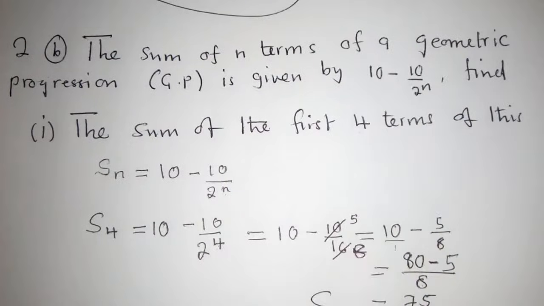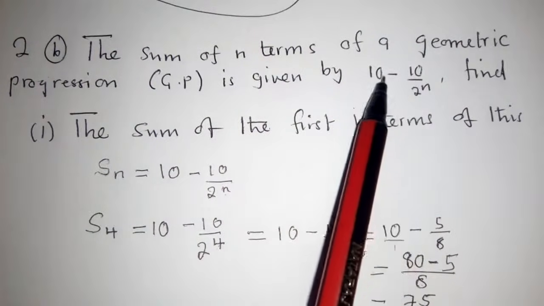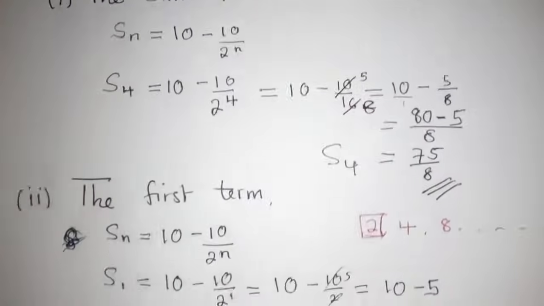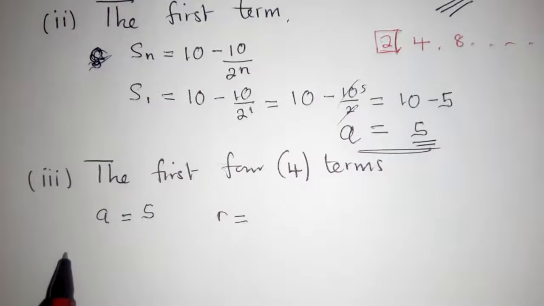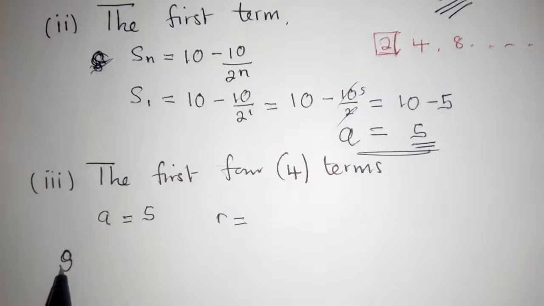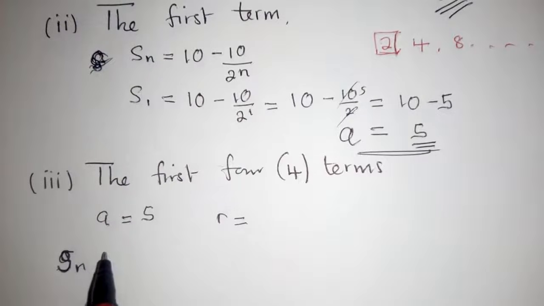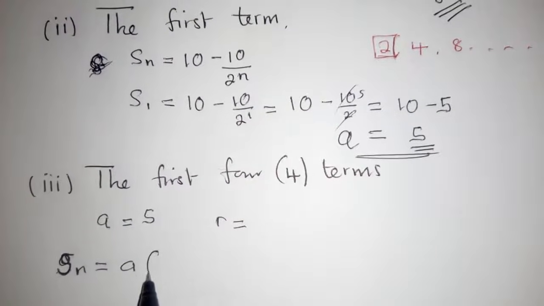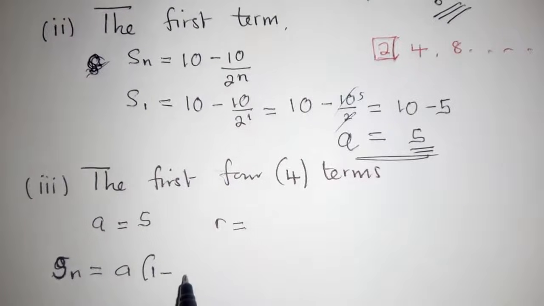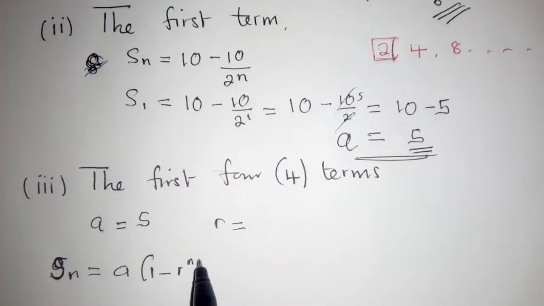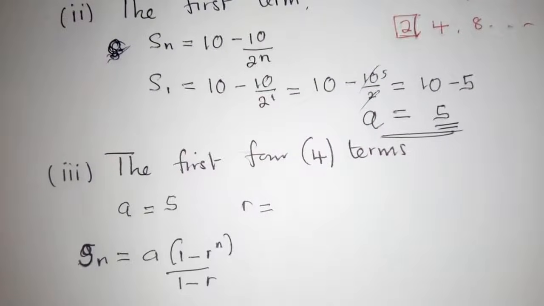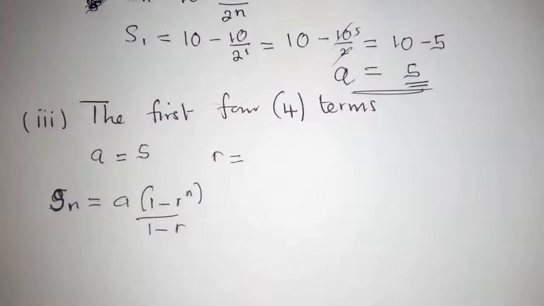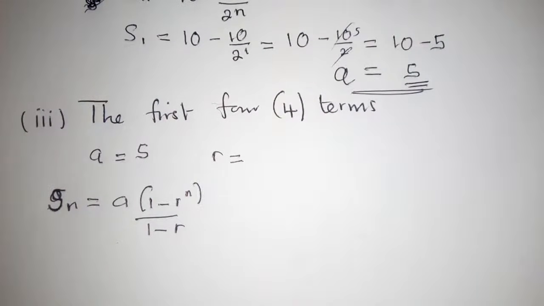Can we find r? No, we cannot find r because we're not able to see r here. There is only n. So what we do in this case, we'll go to the original formula. So sum is equal to a multiplied by 1 minus r power n over 1 minus r. So this is a formula. We need to work with this formula and find the r because we're able to see r here.